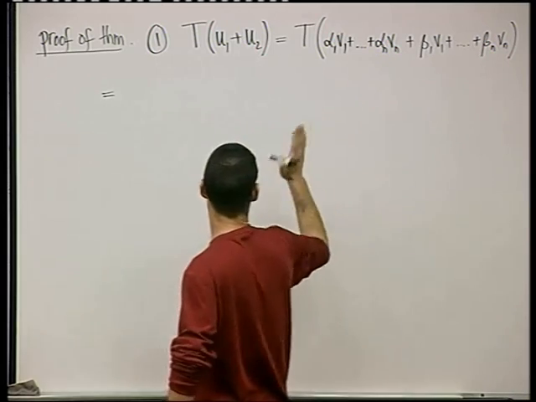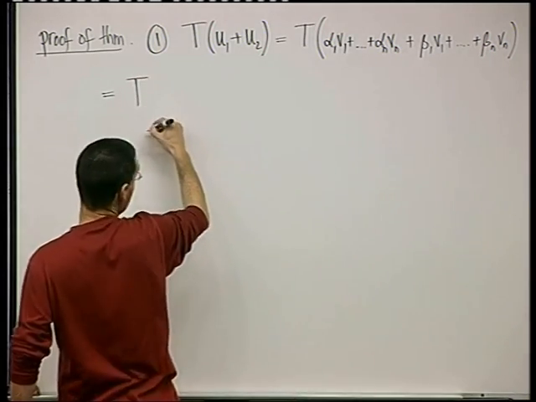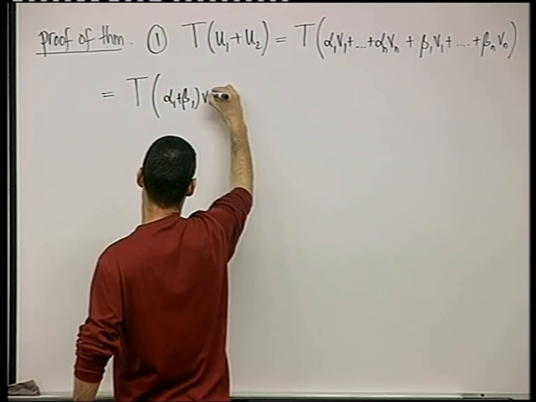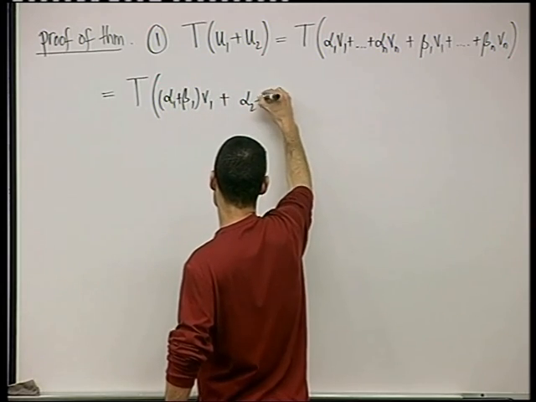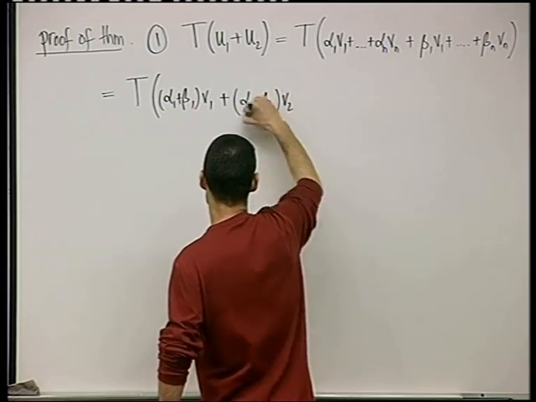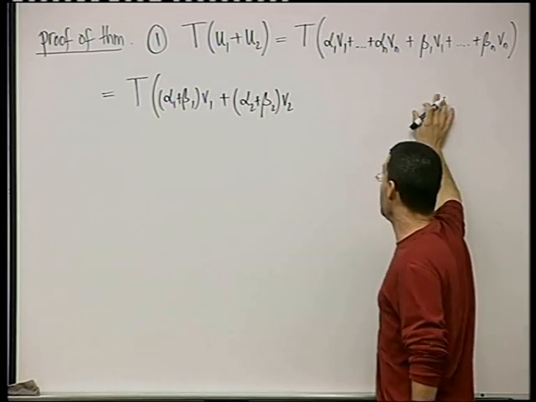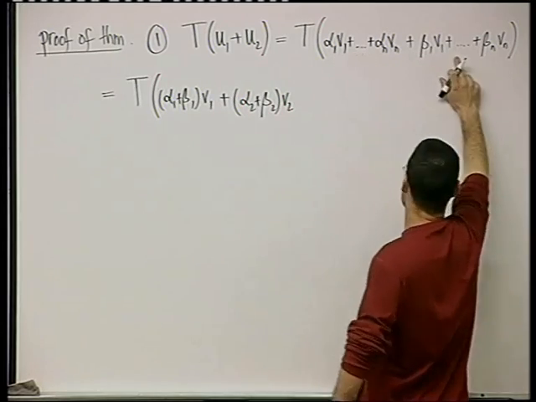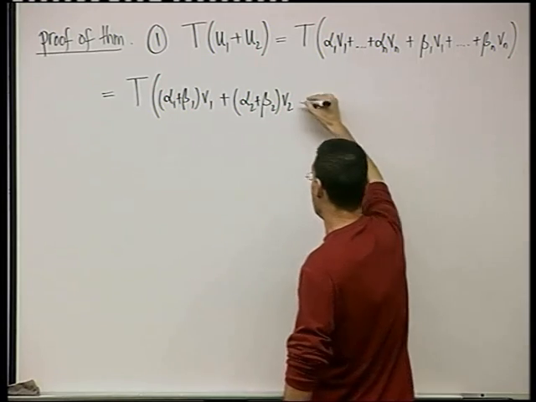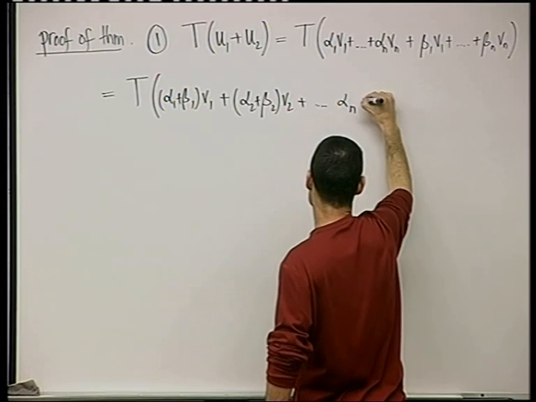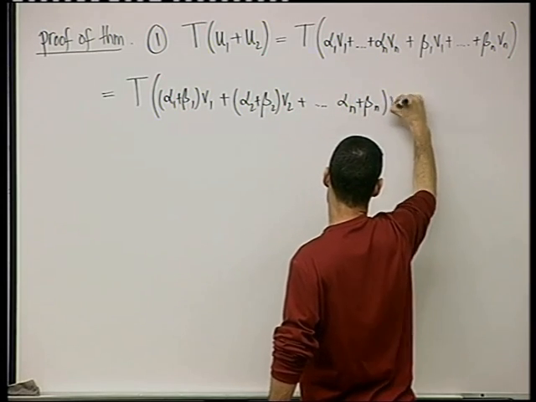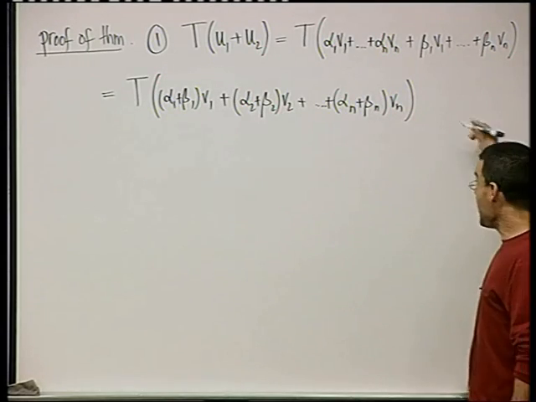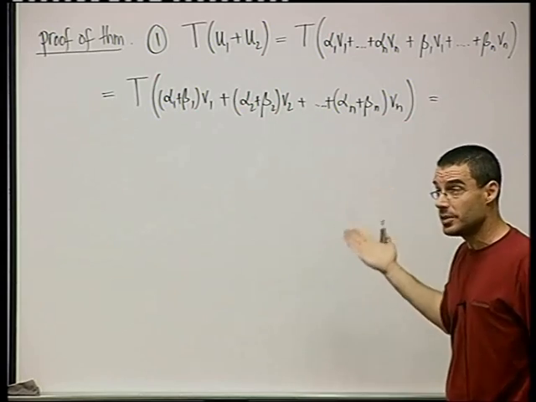Okay. So what we can do is rewrite this as T of (alpha 1 plus beta 1) v1 plus (alpha 2 plus beta 2) v2. That's just collecting these in the order of the v's. There's alpha 1 v1 and there's beta 1 v1 here. Then there's alpha 2 v2 and then there's beta 2 v2 here. So I can write this. Do you agree? Okay. And now what I do know is I know how T is defined.